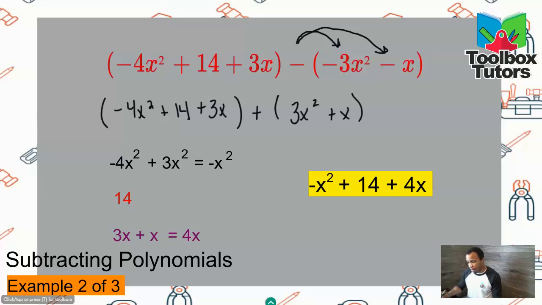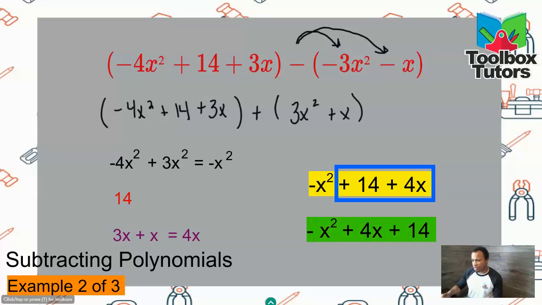Now, there's only one problem with this answer. What we want to do is make sure that we have this in standard form, meaning we have it in alphabetical order and also in order from largest exponent to the smallest exponent. So this means what we'll need to do is switch the place of this 4x and this 14. So negative x squared plus 4x plus 14.